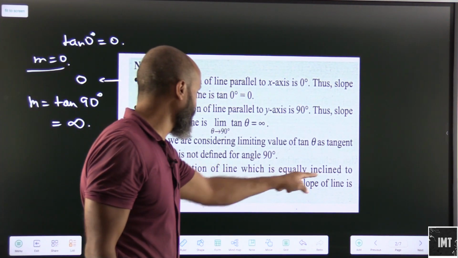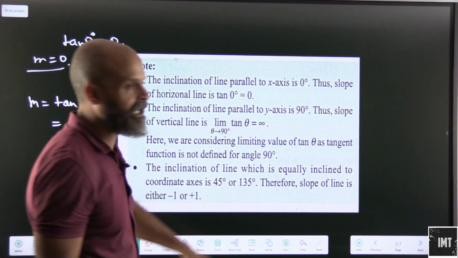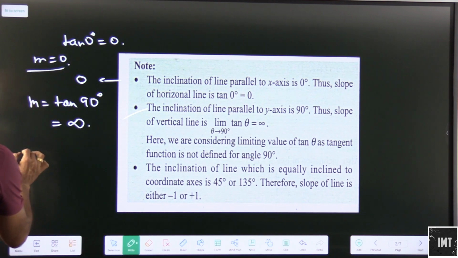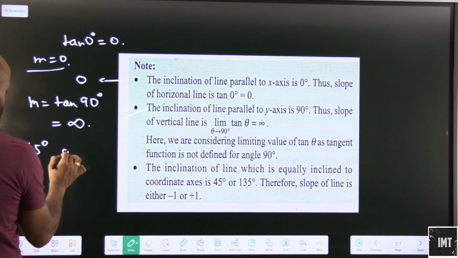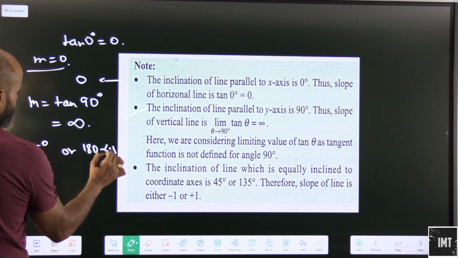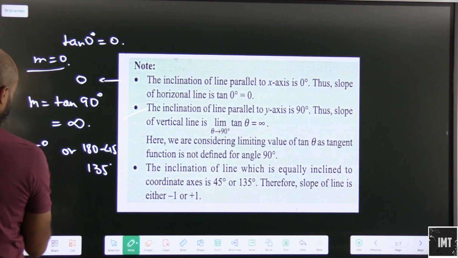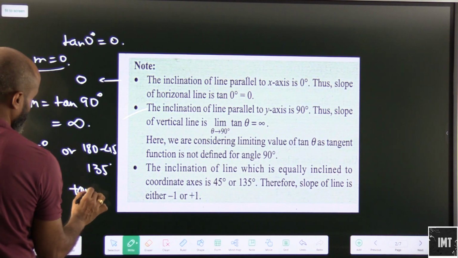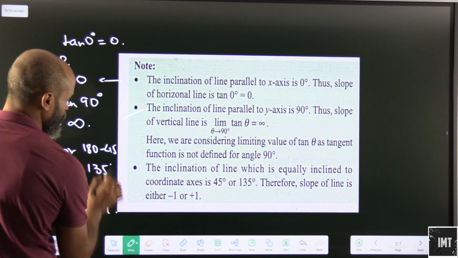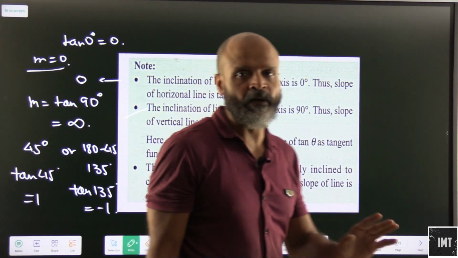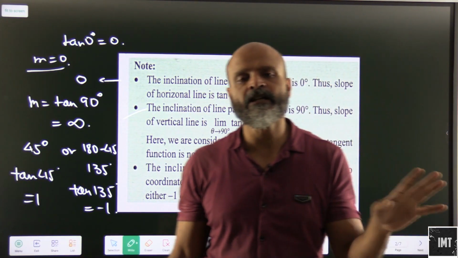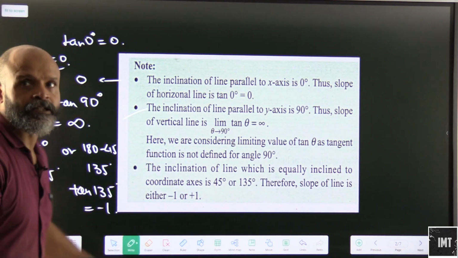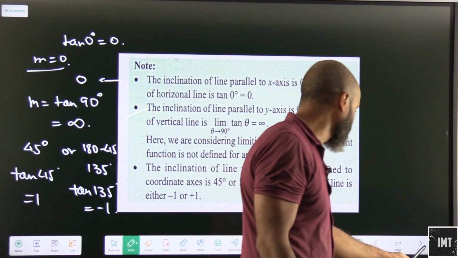Okay, the inclination of a line which is equally inclined to the axes. If it is equally inclined to the axes, obviously the angle will be either 45 degrees or 180 minus 45, that is 135 degrees. So here we will have tan 45 degrees, which is equal to 1. Here we will have tan 135 degrees, which will be equal to minus 1. So if we have a line which is equally inclined to both the axes, x and y axis, the slope will be either minus 1 or plus 1 as applicable.